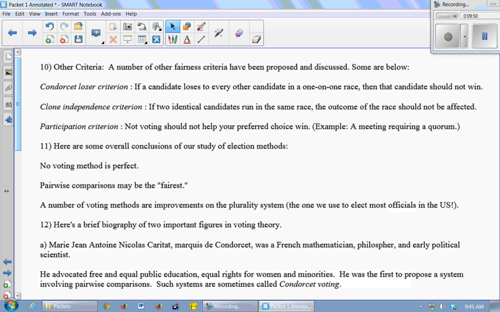And then we have a clone independence criterion. This one's a little bit harder. If you have two identical candidates running in the same race, the outcome of the race should not be affected. So if I had four people, A, B, C, and D, running, and I add a fifth, E, who is exactly the same as, say, candidate B. B and E are like twins, and everybody equally weights B and E in the same place. Then adding that twin shouldn't change who we choose the winner to be.